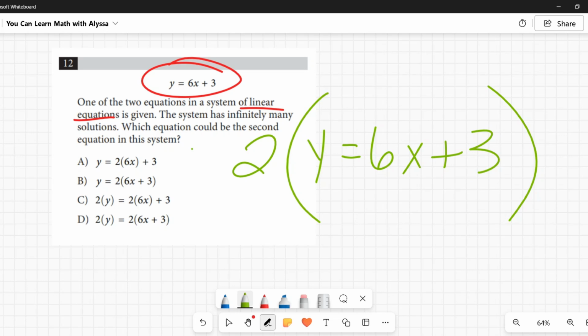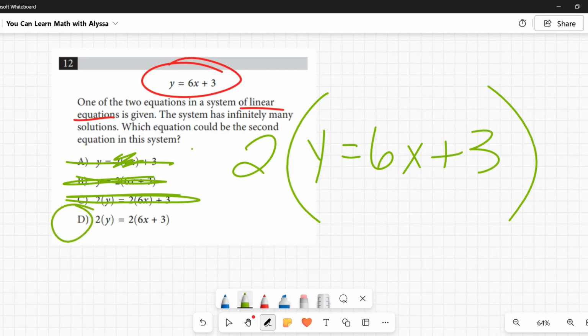So let's look at it. This first one, nope, it's only multiplied by the 6. On this one, they're multiplying the right side by 2, but not the left. That one's out. See, we're getting closer. The left is multiplied by 2, but only the 6x is being multiplied by 2. The 3 is not changing, so that one's out. And our last one, the y on the left is being multiplied by 2, and the entire 6x plus 3 on the right is also being multiplied by 2.